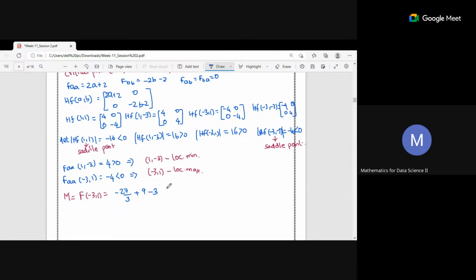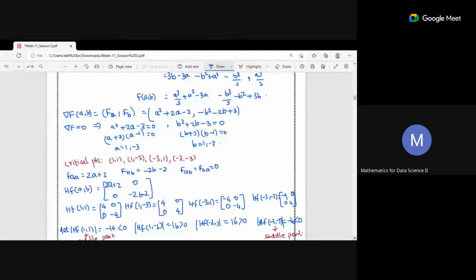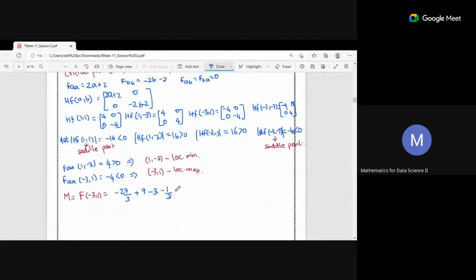Okay, fine. And then you have minus b cube by 3, so minus 1 by 3. And then minus b squared plus 3b. So minus b squared means minus 1, minus 3b, so minus 3. So now simplify and tell me what is the answer you are getting. Do the simplification quickly and tell me the answer.